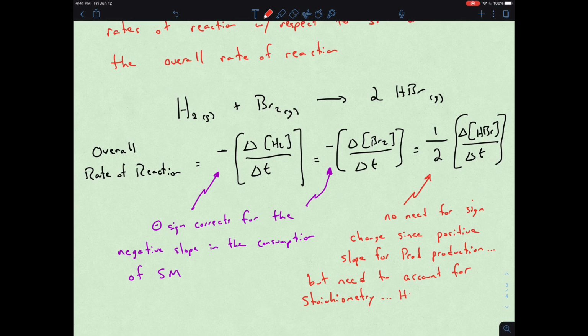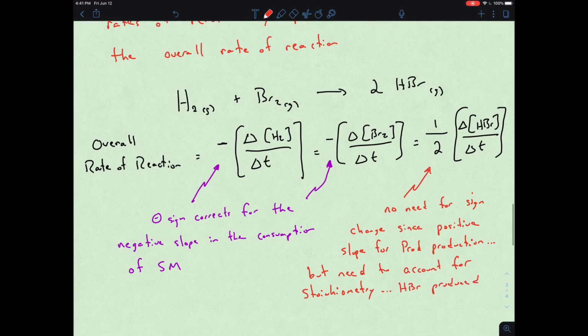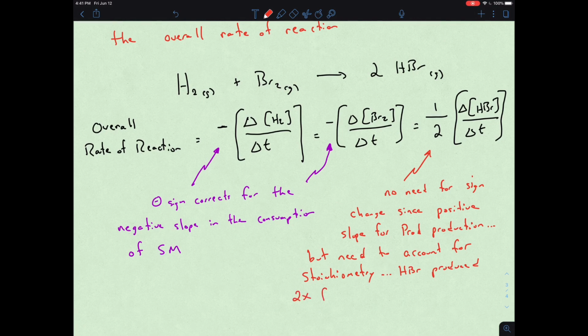Right, HBr is produced 2 times faster, so we multiply by 1/2, so all rates are 1 to 1 to 1, etc. So we have that idea of stoichiometry playing a part as well.